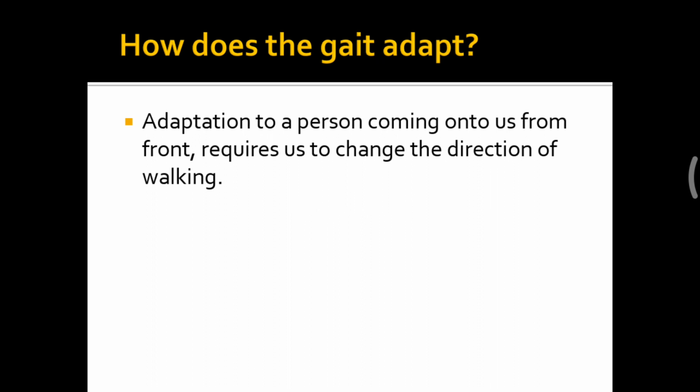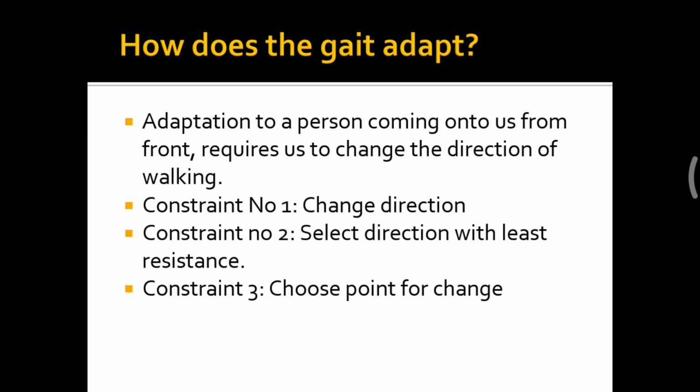So how does the gait adapt? That's the question we need to understand. Let's think about you're walking on the road, on the sidewalk, and a person is coming onto us from the front, right? Now this requires us to change the direction of walking, right?